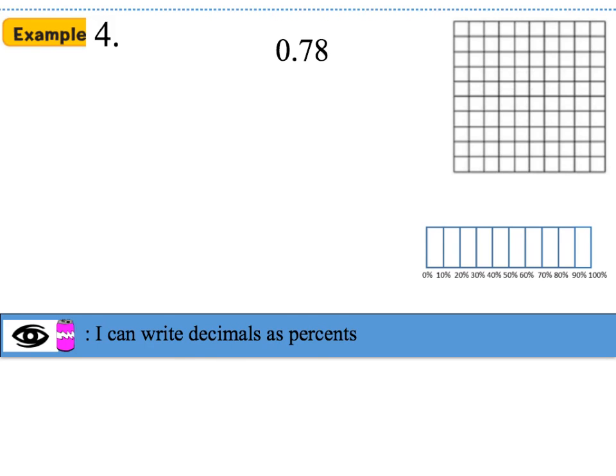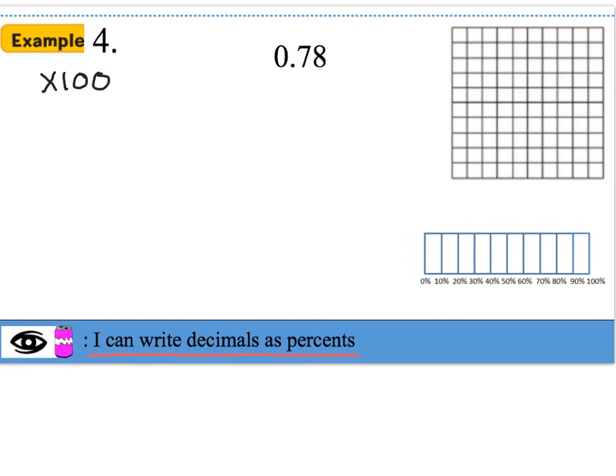So now for example 4, the I can statement changes. It says I can write decimals as a percent. So if you want to make a decimal look like a percent, all you have to do is multiply it by 100. So I can take 0.78 and multiply that by 100.